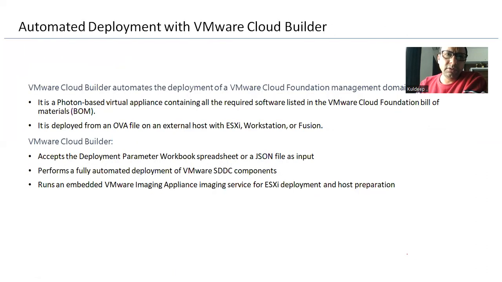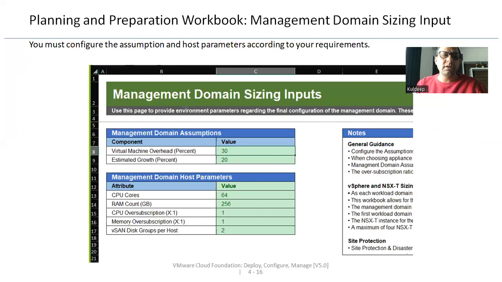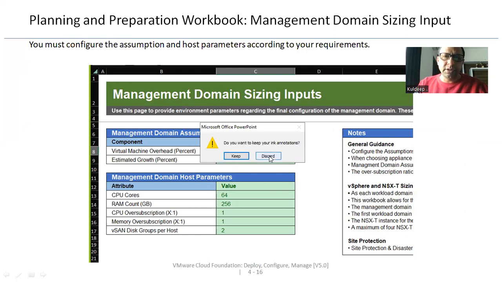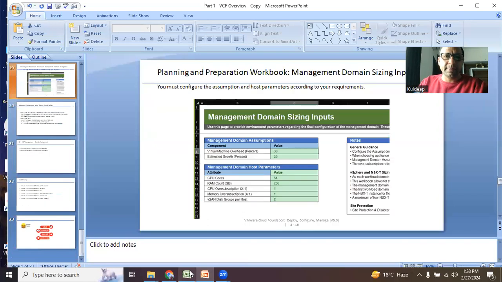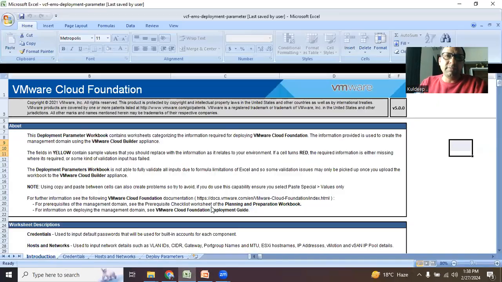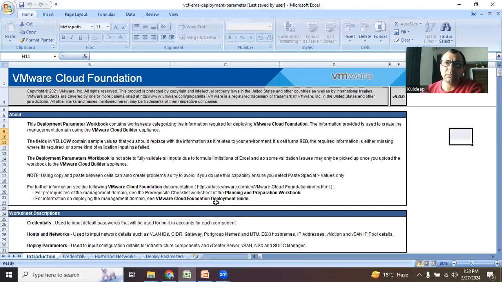Okay, so this is all you have to deploy, and let's have a look at the deployment parameter sheet as well. The deployment parameter sheet will primarily be used during the bring up process. So let's have a look at how it looks. Again and again, I'm saying, don't get confused. With the planning and preparation workbook, you have to work with the customer and get all the details, and on the basis of that, you keep moving forward to build up your VCF environment. So this is our deployment parameter workbook. This is different from the planning and preparation workbook.